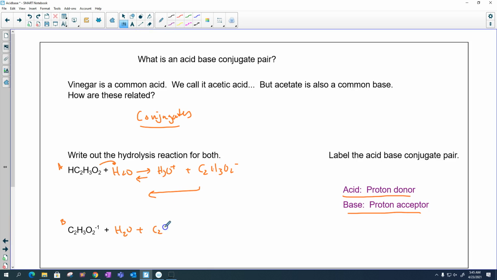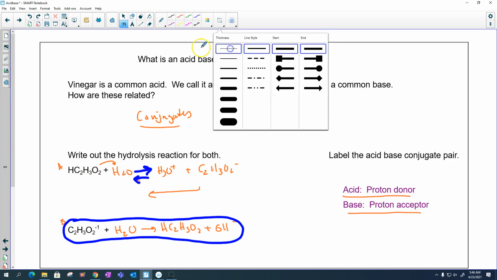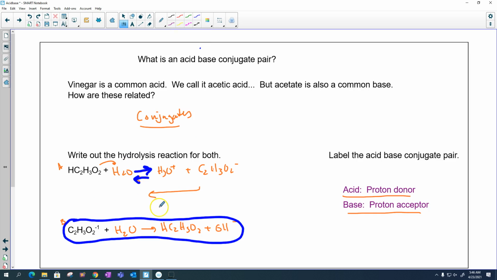Plus C2H3O2-, back up here a second, plus H2O yields HC2H3O2 plus OH-. So this reaction on the bottom here is actually represented by this arrow, and this reaction is represented by this arrow. Whenever I have two reactions, they battle back and forth, and they get stuck somewhere in the middle between the two, and a stalemate occurs. And of course, we call this equilibrium.